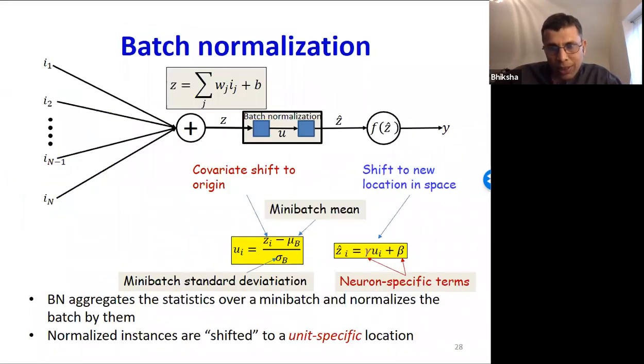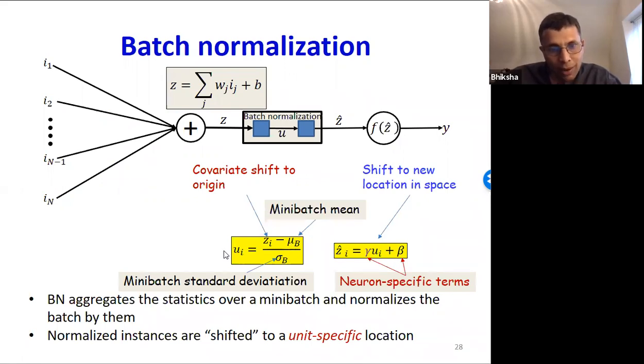Now remember that the process of batch normalization as we did it is a two-step process. First, we normalize all the instances in the mini batch, where we first subtract the mean of the mini batch from the instance and then divide by the standard deviation, so that the mini batch now has 0 mean and unit variance.